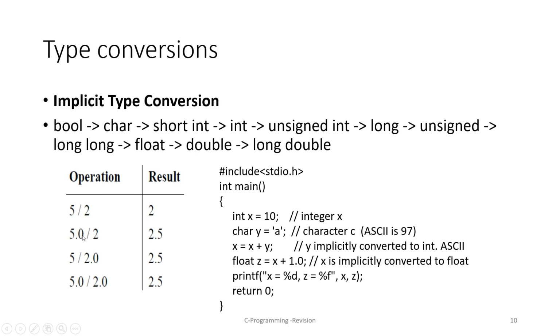Whatever may be the data value, the data type is what is important. 5 divided by 2.0: 5 is integer, 2 is float. So the result is 2.5. So these are done implicitly, automatically. Next, both are float. In this case 5.0, 2.0, both are float. The result is also float.